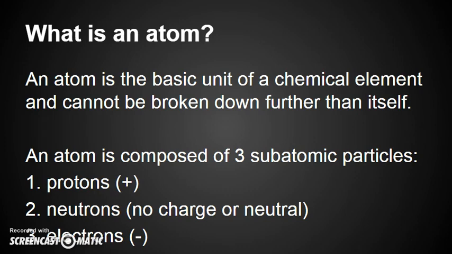So an atom is made of 3 subatomic particles. 2 of those particles, the protons and the neutrons, are contained in the center called the nucleus. The protons have a positive charge and the neutrons have no charge, or they have a neutral charge. So they have weight, and we use that weight to determine the atomic mass, but they have no charge. And the electrons have a negative charge. So overall, an atom generally is not charged.